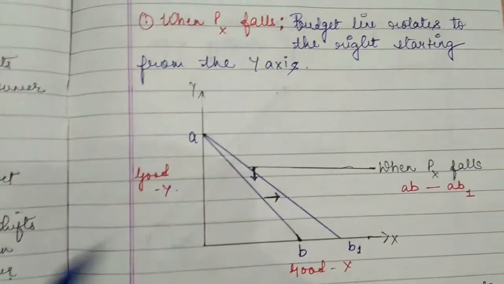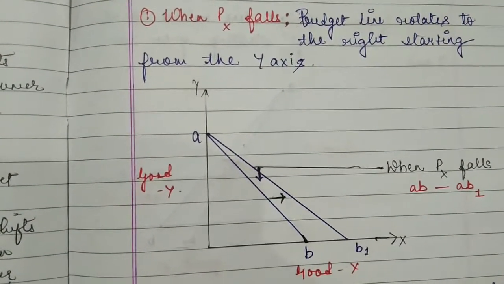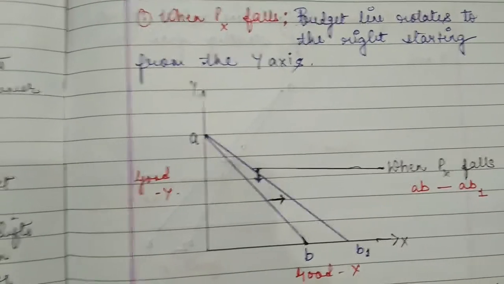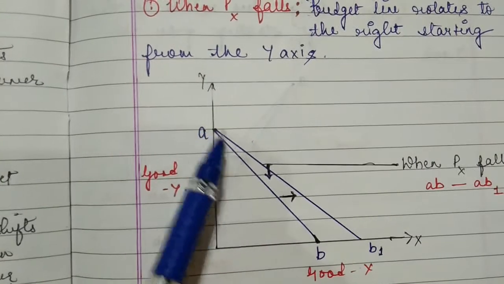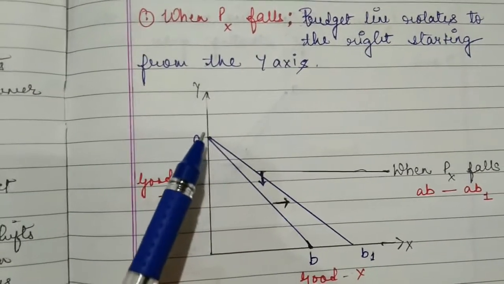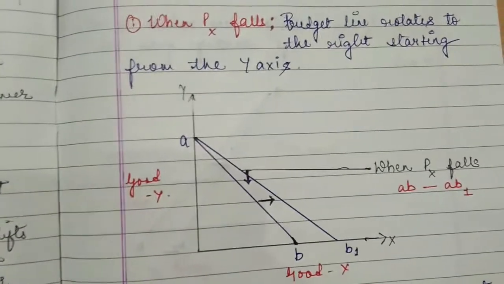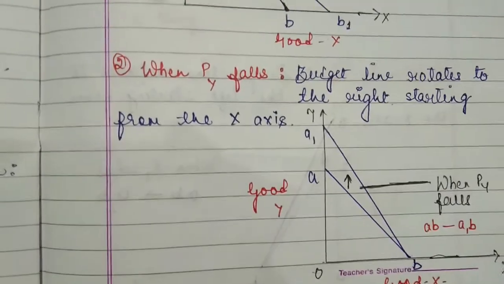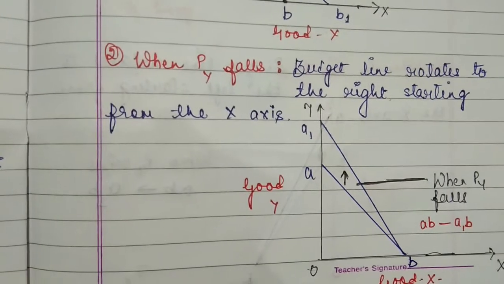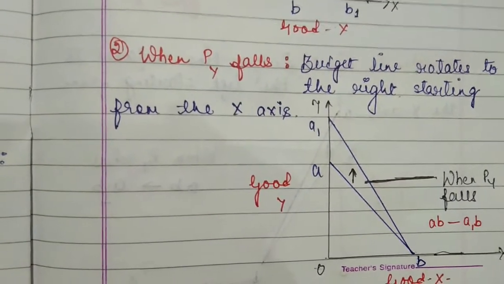Hope it is clear. If the price of any good is falling, you are going to purchase it more. That is why on the X axis you can see it is rotating towards the X axis starting from the Y axis. Now we will see what happens when PY falls. When PY falls, the budget line rotates to the right starting from the x-axis.